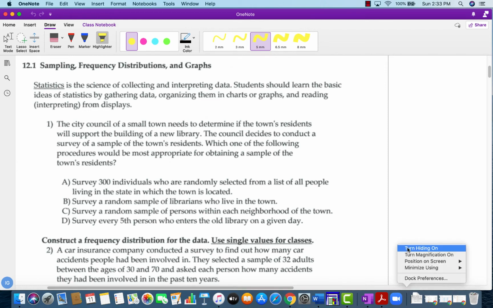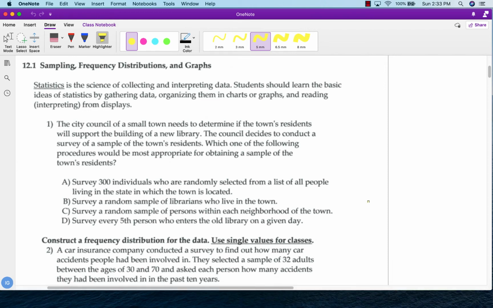Alright, this is section 12.1. We're going to be talking about sampling, frequency distributions, and graphs. So we're going to start with the definition. Definition of statistics is the science of collecting and interpreting data.